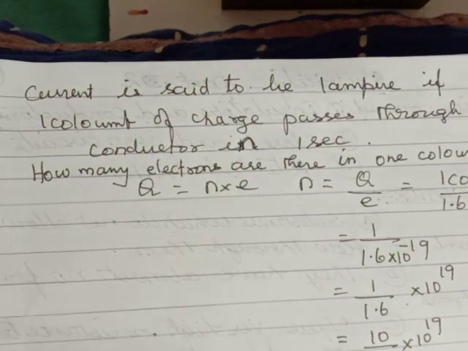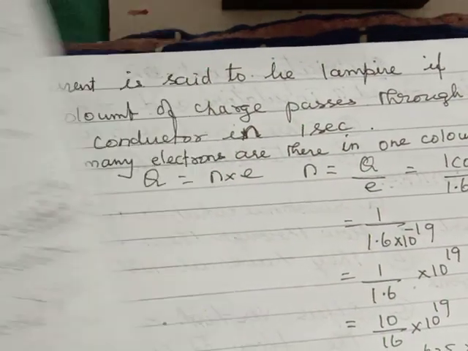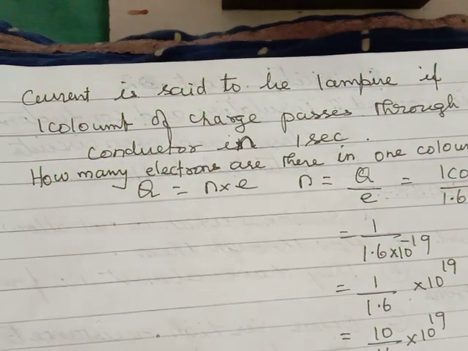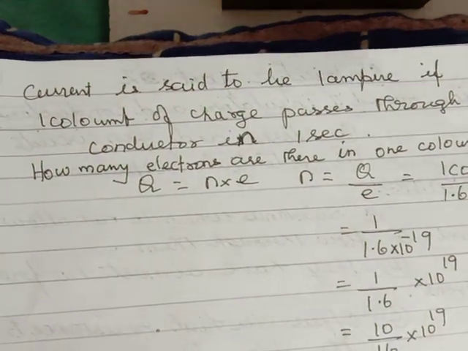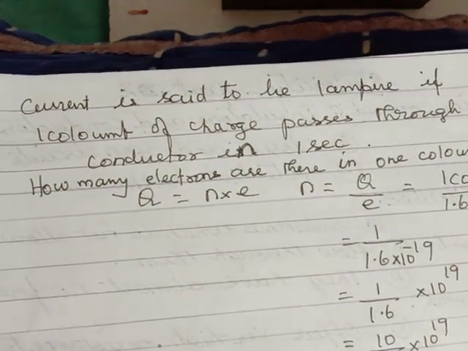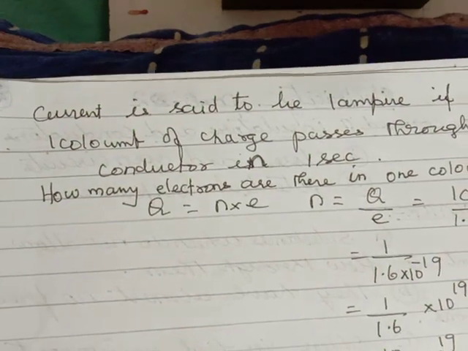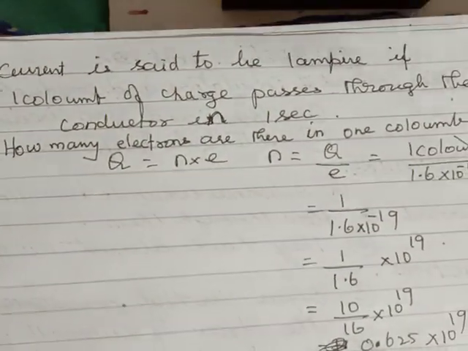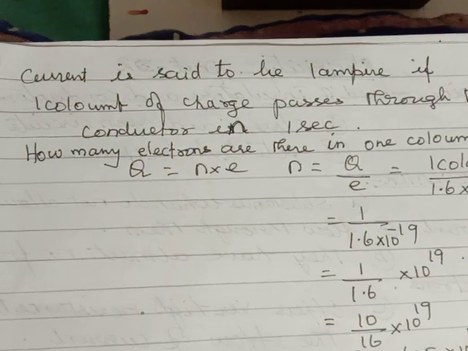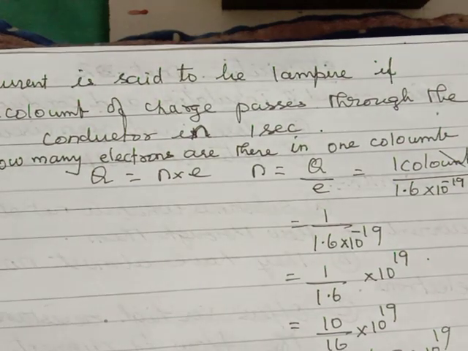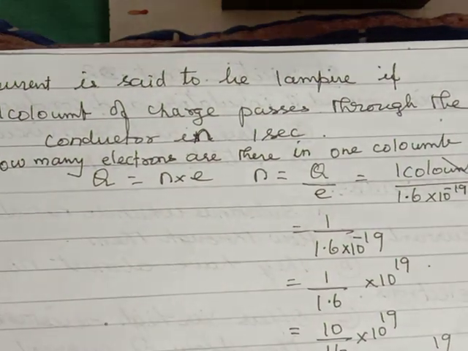So again, yesterday only I told you, you have to see the formula and learn. Okay, current is said to be 1 ampere if 1 coulomb of charge passes through the conductor in 1 second. Now, suppose a question arises in your mind. How many electrons are there in 1 coulomb?